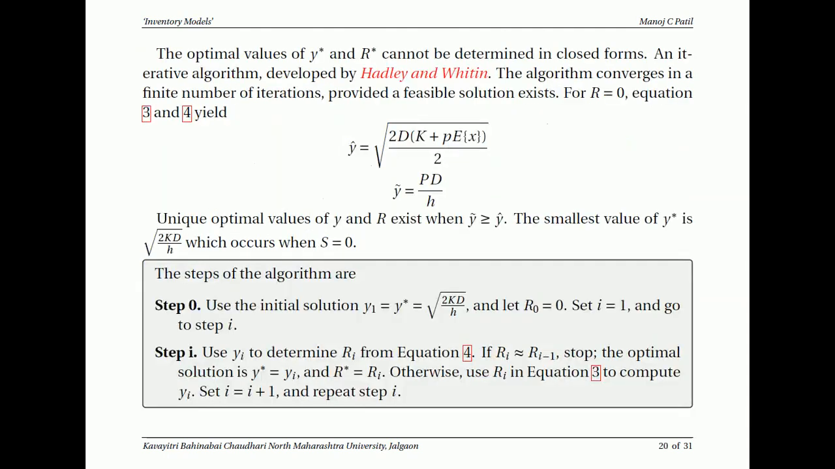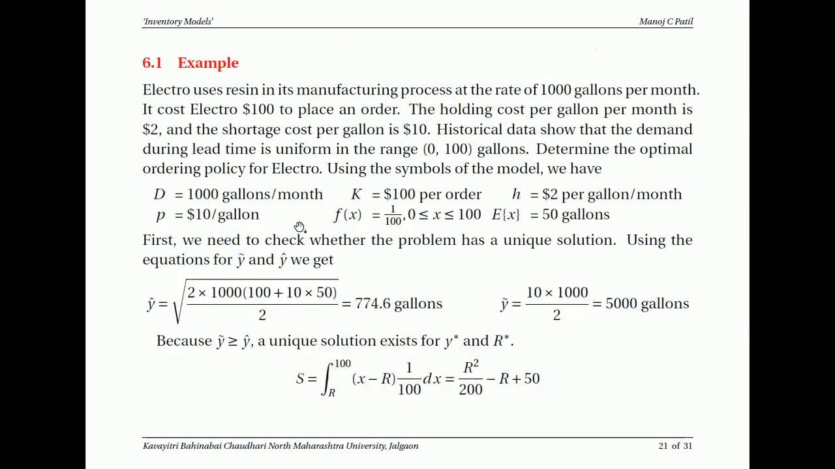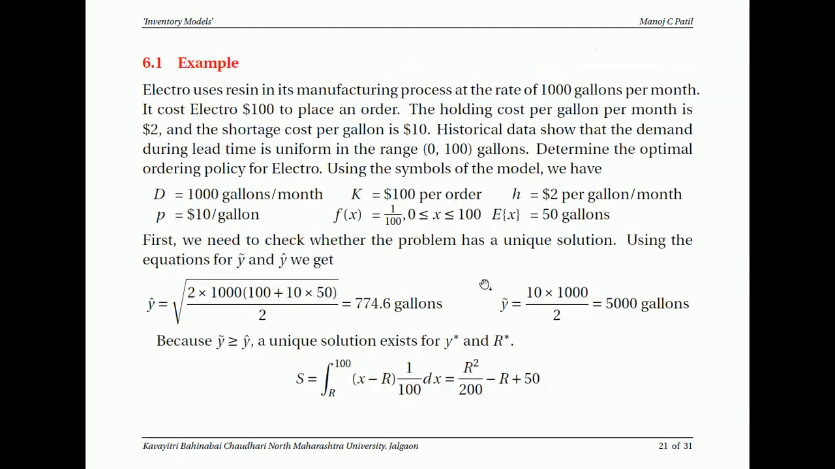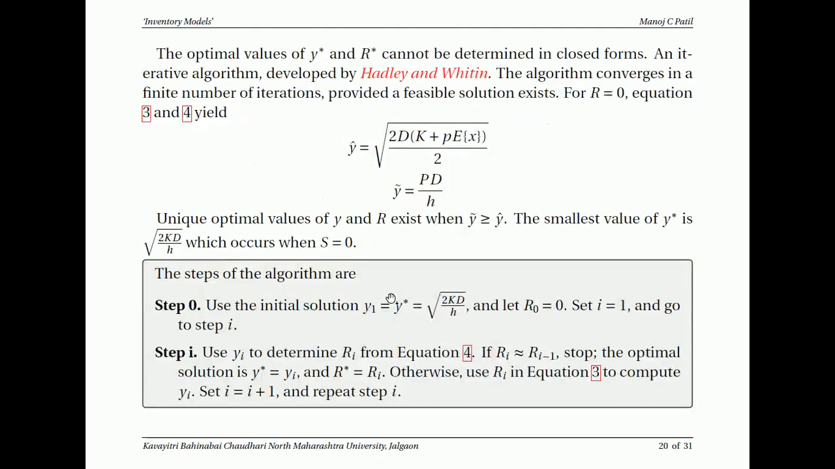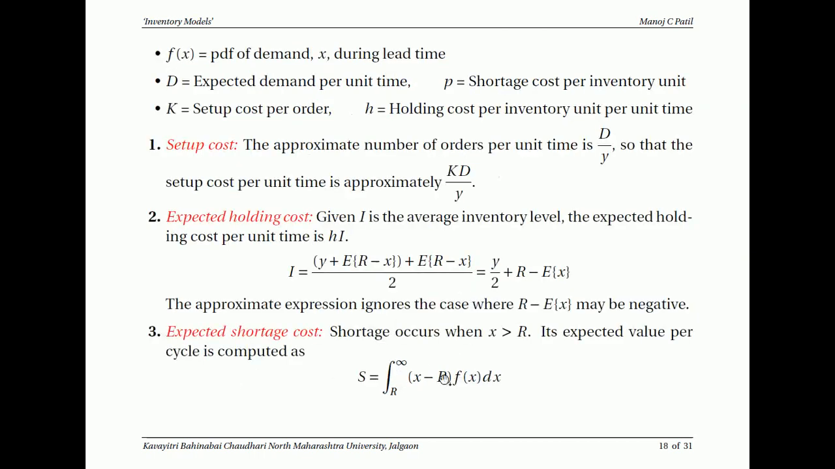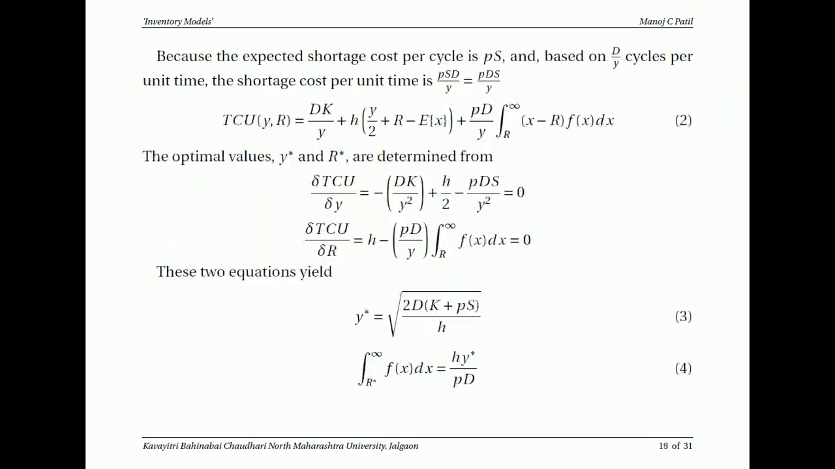Now firstly we have to calculate y curl and y hat, to check the existence of a unique optimal value. So y hat is equal to 774, y curl is equal to 5000. The condition is y curl greater than or equal to y hat. We have 5000 greater than or equal to 774, so we have a unique optimum value. Here we need s. We know f of x, so we can obtain an expression of s in the form of r, or an expression of r in the form of s.